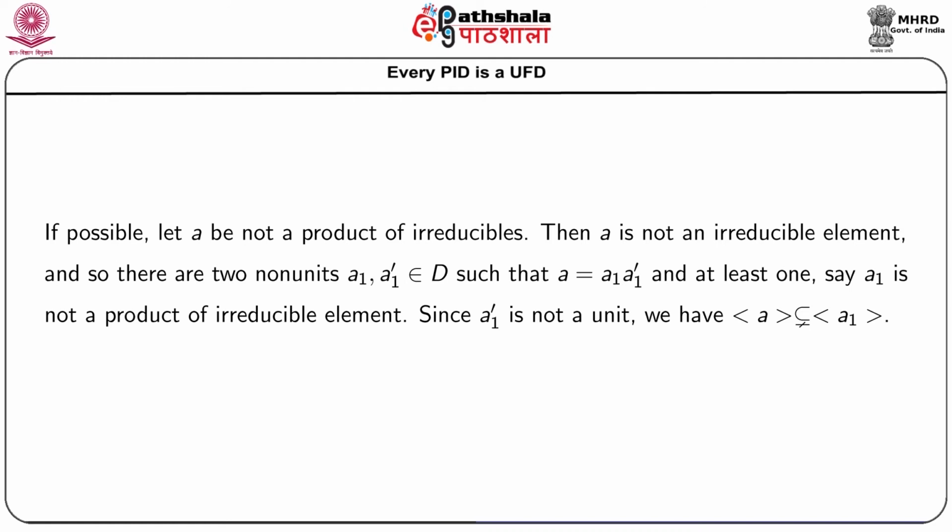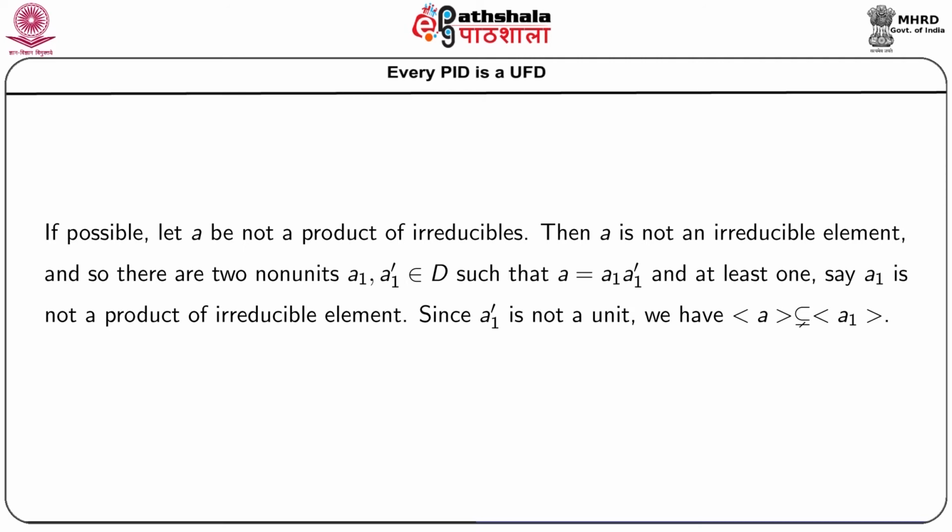If both A1 and A1 dashed have irreducible factorizations, then we would have some irreducible factorization of A. So, either A1 or A1 dashed does not have any irreducible factorization. We assume that A1 is not a product of irreducible elements.